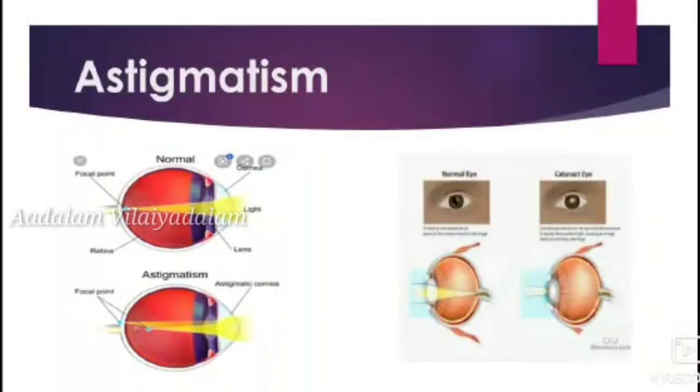Next one is astigmatism. In this defect, the eye cannot see parallel and horizontal lines due to the development of cataract on the eye lens. The cataract means a layer formed on the eye, and this defect is caused by cataract and ulceration of the cornea, that means injury of the cornea. This defect is corrected by wearing a cylindrical lens.